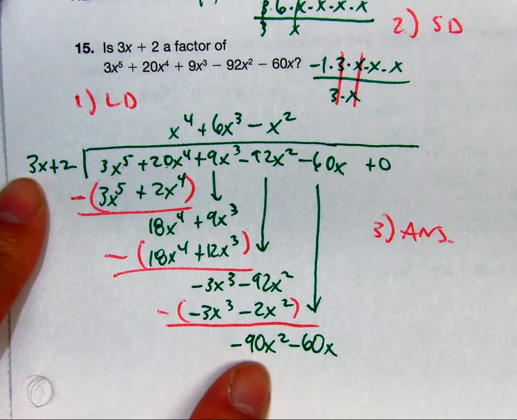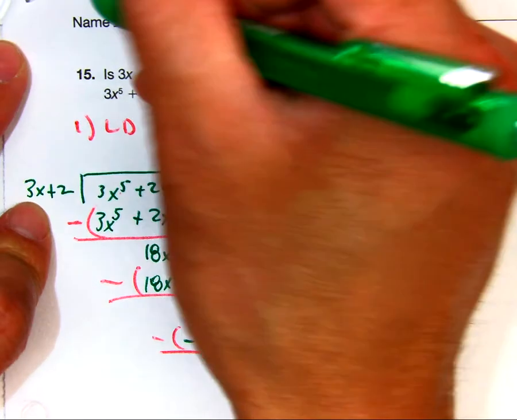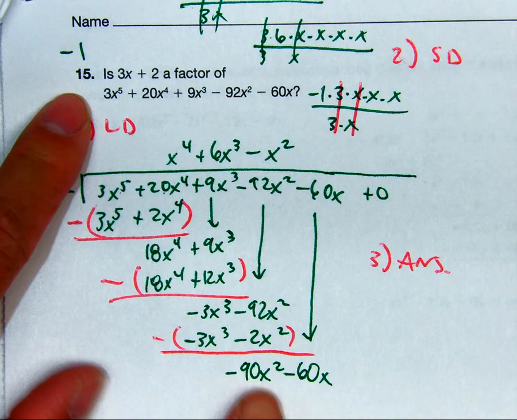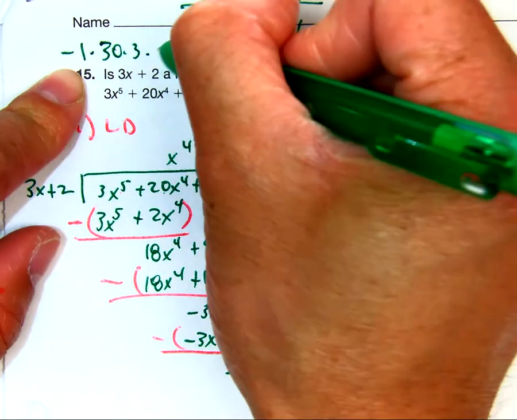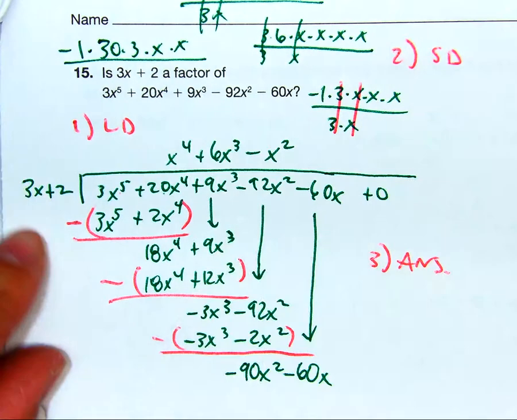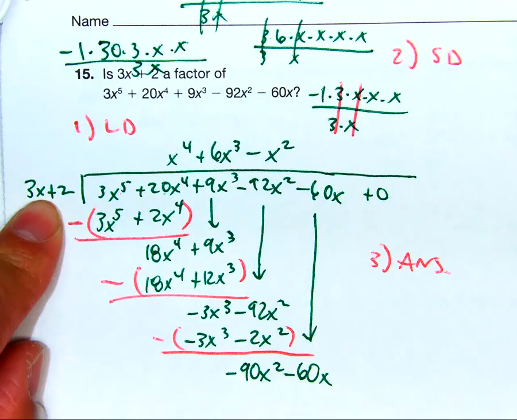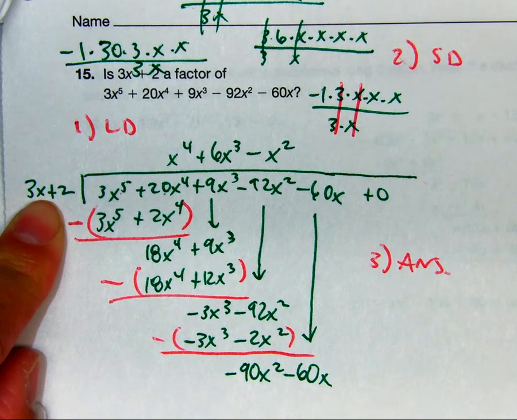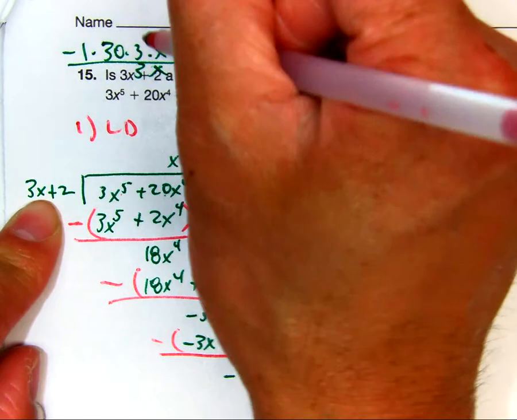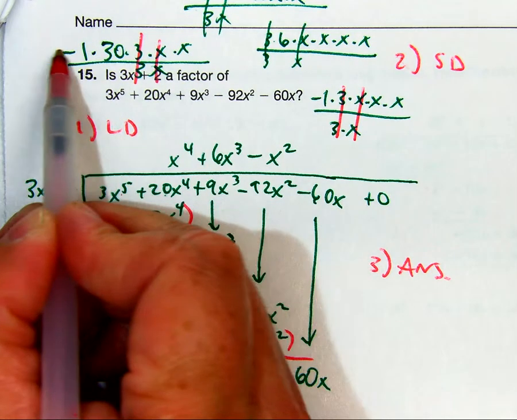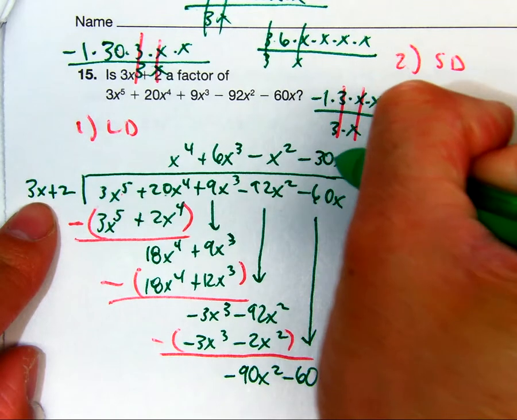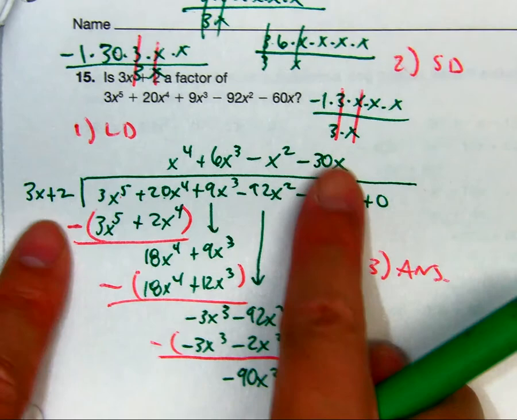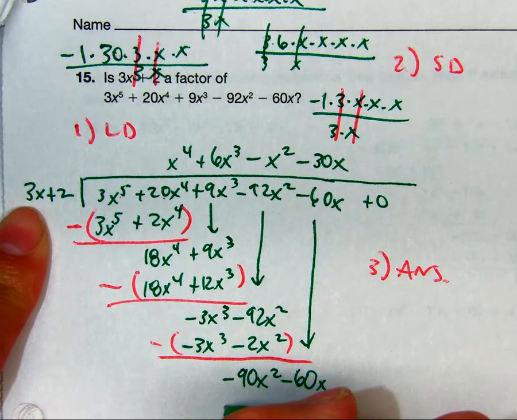Class, how many times is 3x going into negative 90x squared? Let's do a side problem. Negative 1 times 30 times 3 times x, and then I have 3x. What's our answer going to be? Negative 30x. Multiply, what do you get? You get 90x squared.